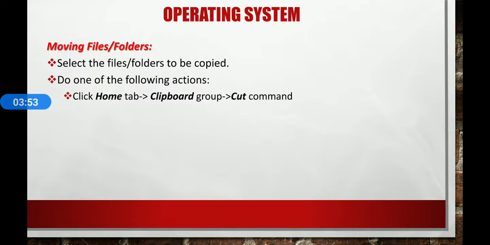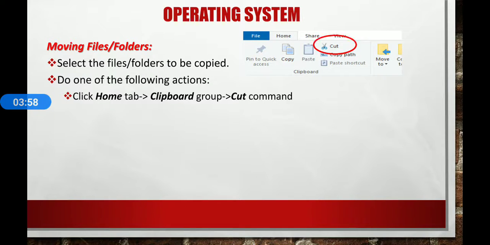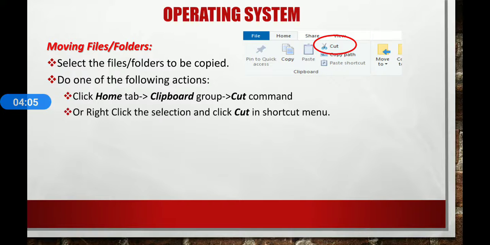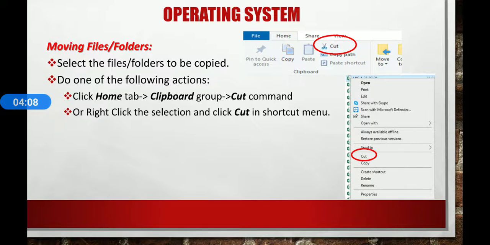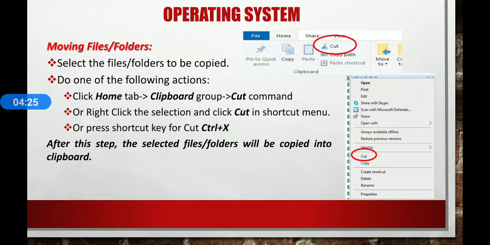Click on the Home tab, then go to Clipboard group and click on the Cut command. Or you can just right click the selection and click on Cut in the shortcut menu. Or simply you can use the shortcut key Ctrl X. After this step, the selected file or folder will be copied into the clipboard.